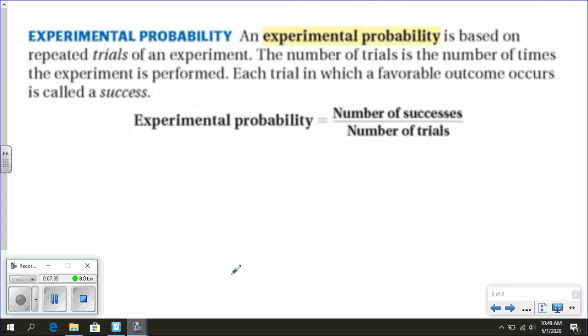The last thing we're going to talk about is experimental probability. So an experimental probability is based on repeated trials of an experiment. The number of trials is the number of times the experiment is performed. So each trial in which a favorable outcome occurs is called a success. So here's our second equation. Experimental probability is the number of successes divided by the number of trials. So what actually occurred?